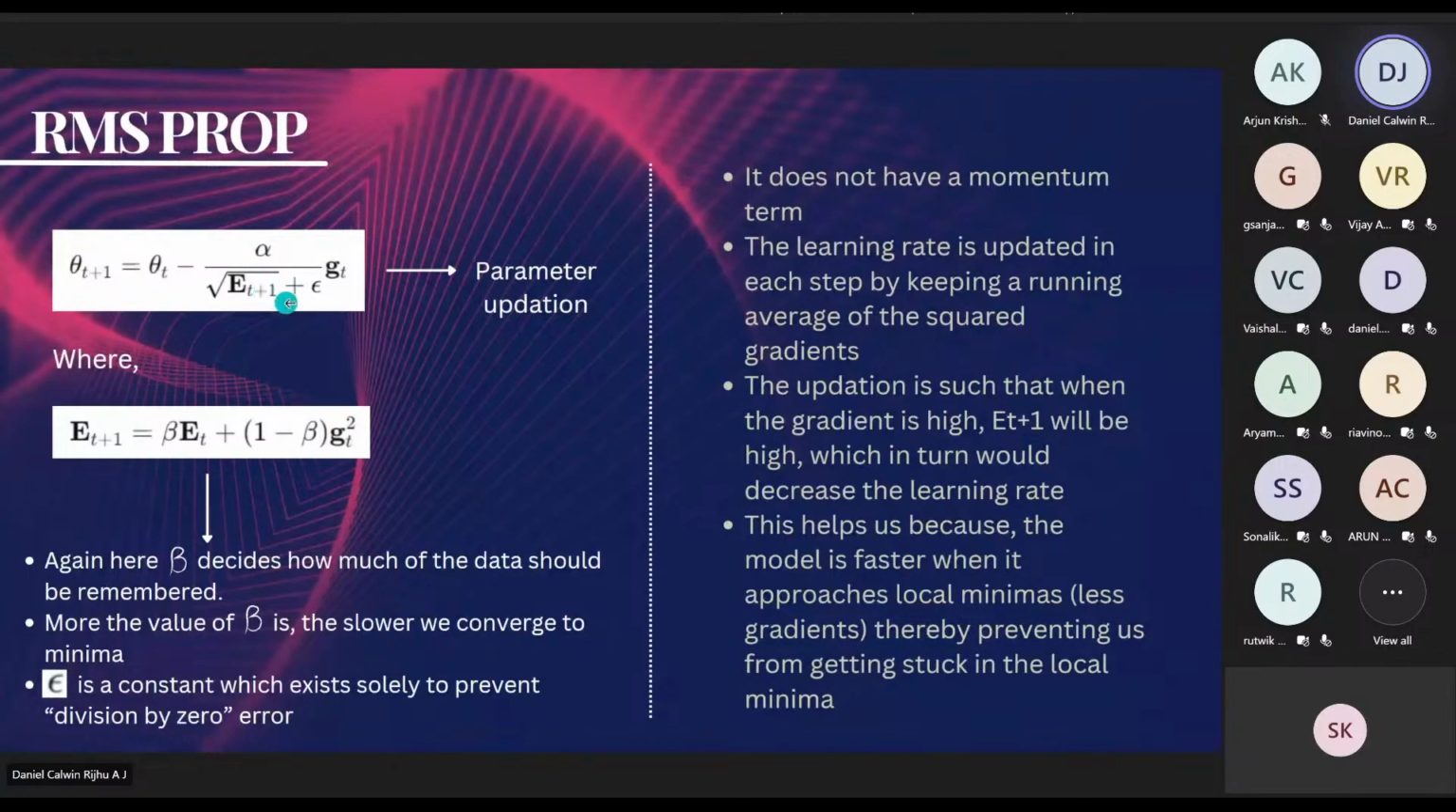So now what is this et plus 1 term? If you can see, we have et plus 1 equals beta times et plus 1 minus beta times gt square, which means the square of the gradient. The basic idea behind this is that we are going to accumulate the square of the gradients as the model progresses. We are going to record the history of the model. We are going to accumulate the square of the gradients, and we are going to store it under the name et plus 1. So why are we doing this?